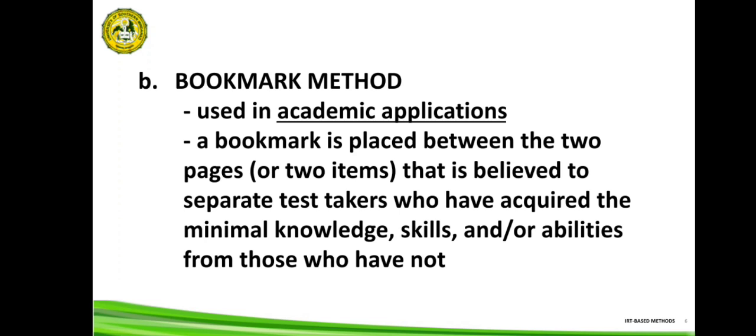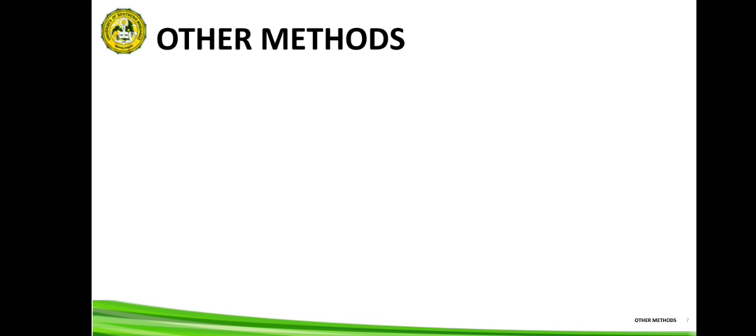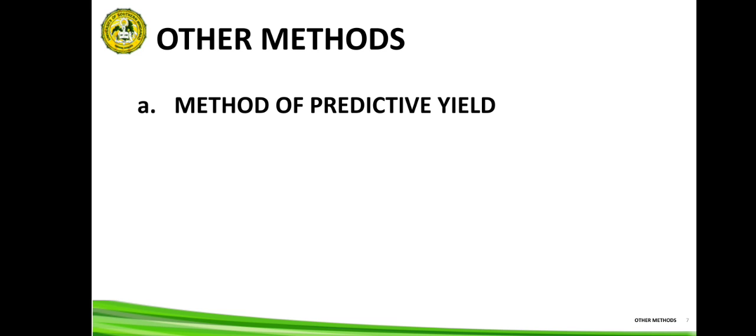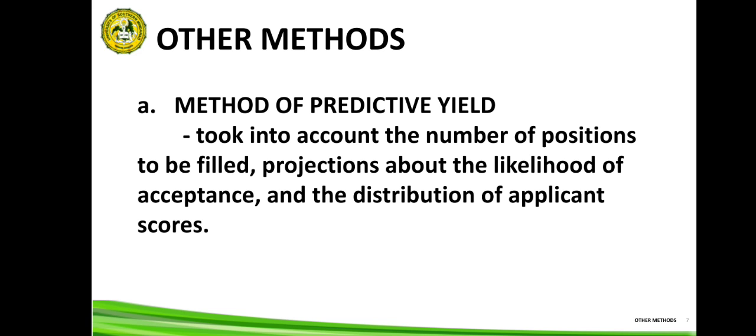So, actually, there are a lot of methods that are used in setting cut scores. Pero, di ba, as stated sa introduction, those that were discussed are the more popular methods. But then, we are still going to discuss other methods used in setting cut scores. So, we have the other methods. First is the method of predictive yield. So, the method of predictive yield is an example of a norm reference method for setting cut scores.